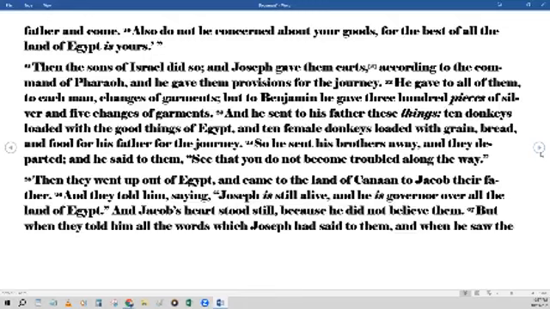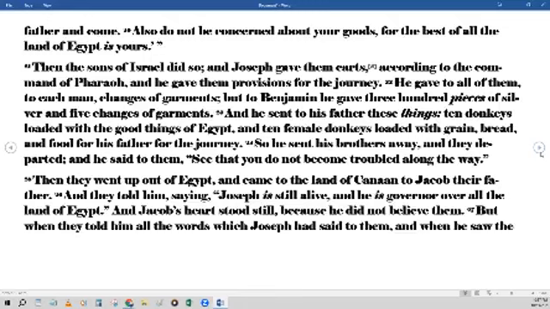So he sent his brothers away, and they departed. And he said to them, see that you do not become troubled along the way. Then they went up out of Egypt and came to the land of Canaan to Jacob their father. And they told him, saying, Joseph is still alive, and he is governor over all the land of Egypt. And Jacob's heart stood still because he did not believe them.